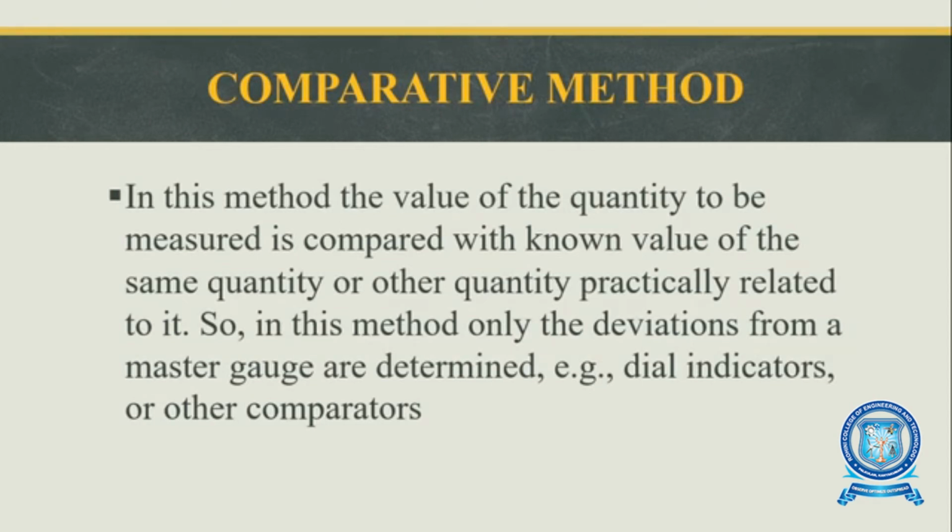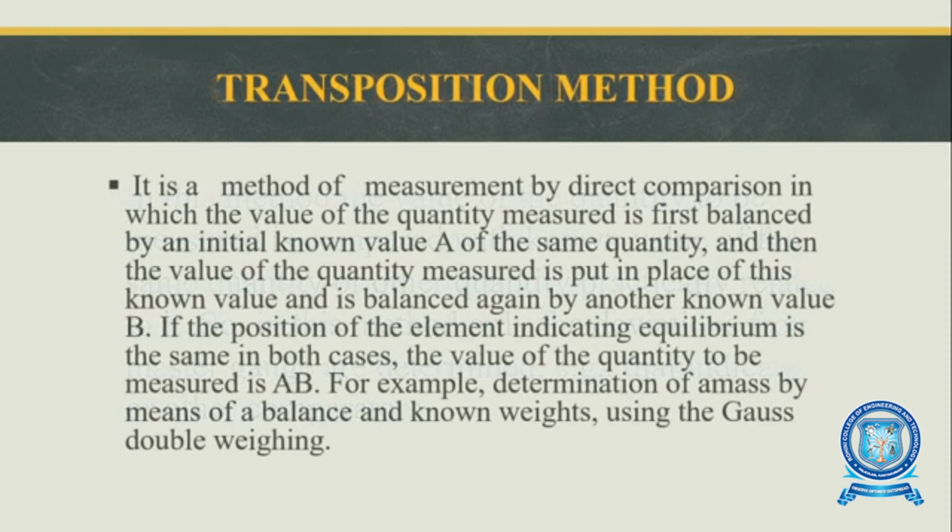So in this method, only the deviations from a master gauge are determined. In this method some deviations can come with the comparators or any other dial indicators. Some small slight deviations are there. Then next one is transposition method.